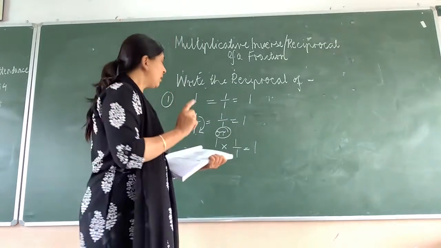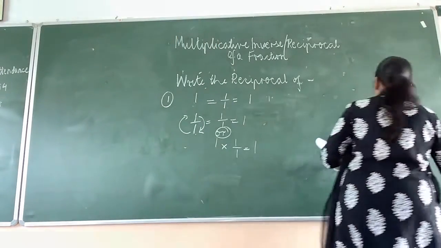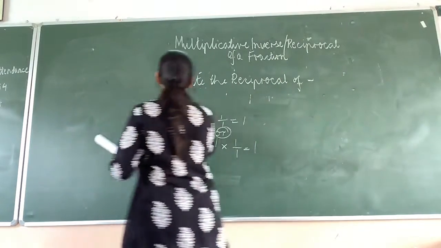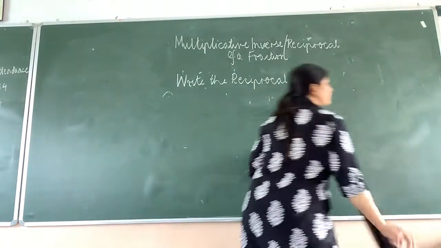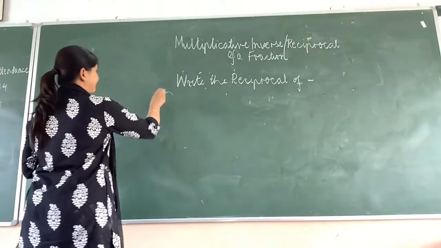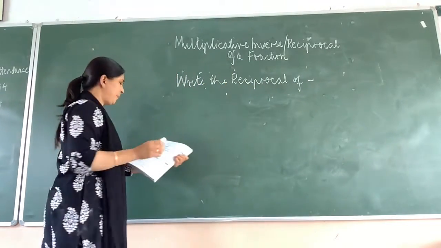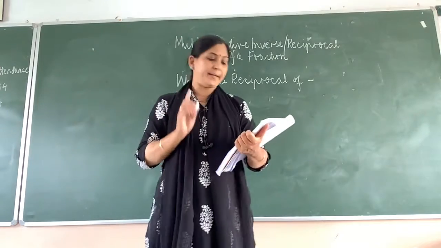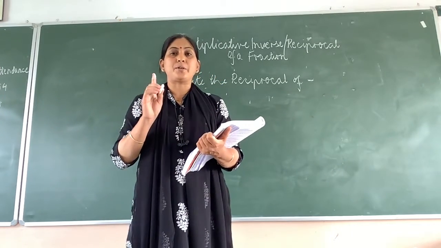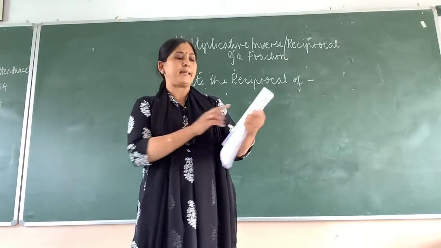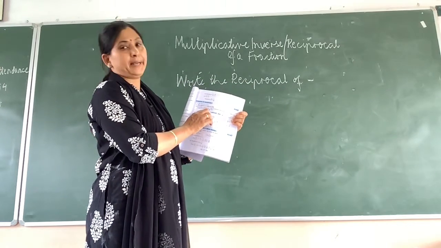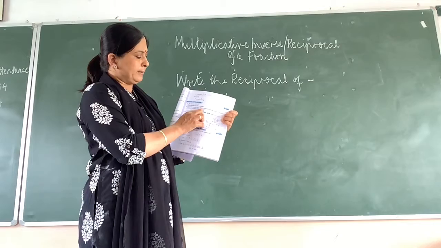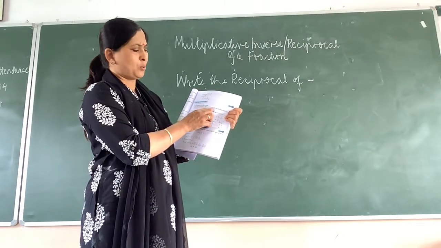Now see the third one. Underline the second property also. Now see the third property. If a number is greater than 1, then its reciprocal is less than 1. Underline it.